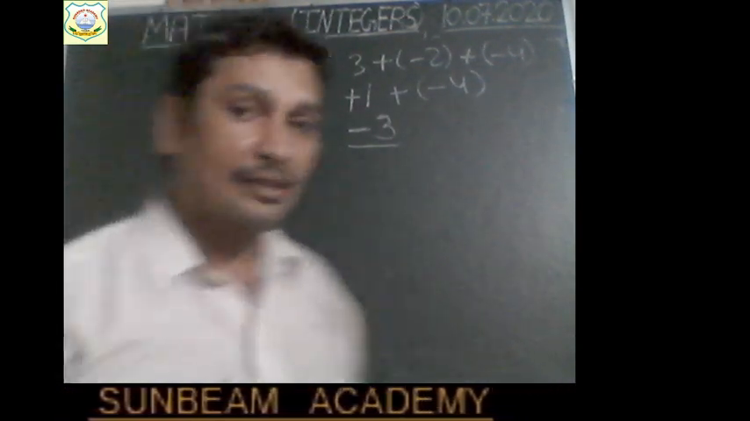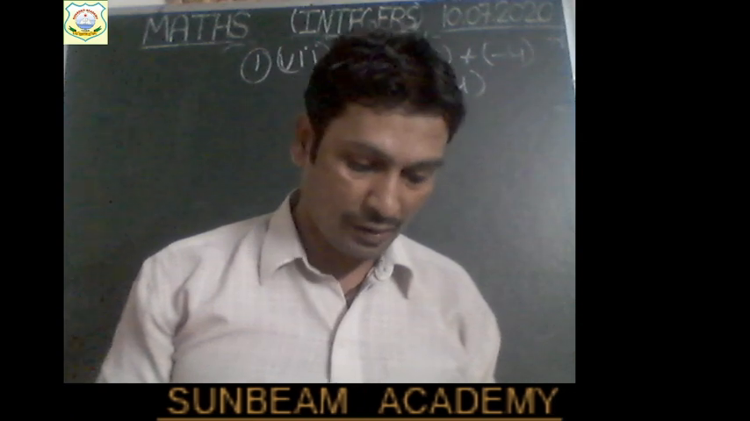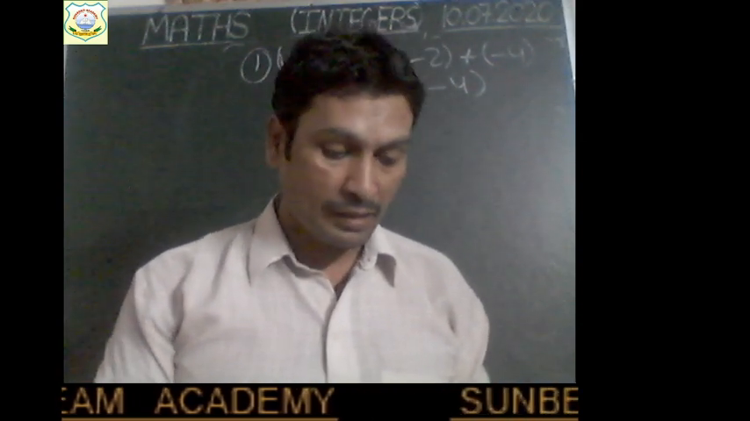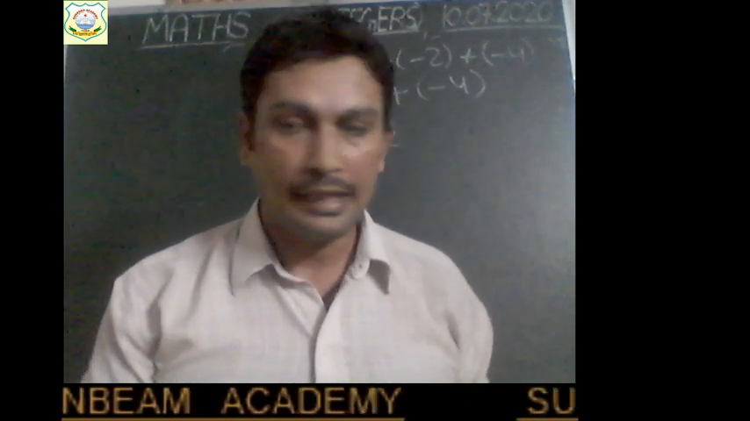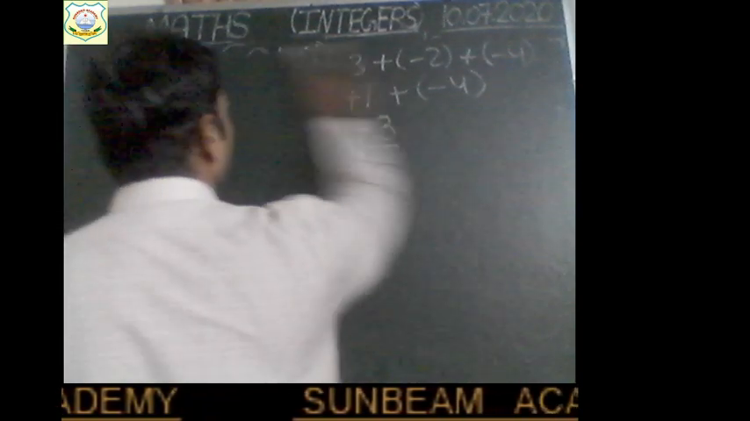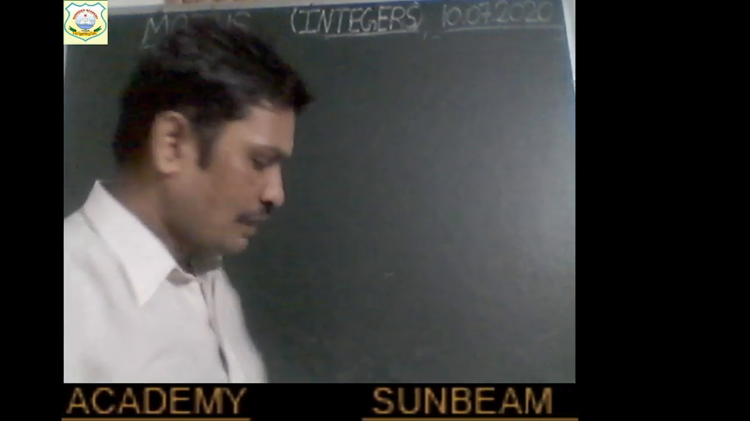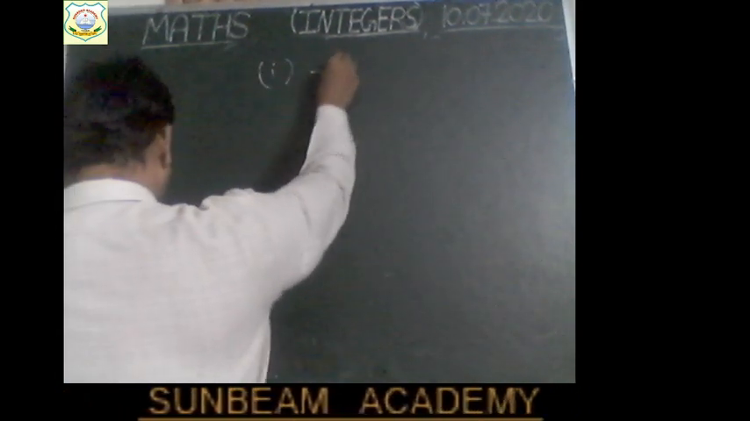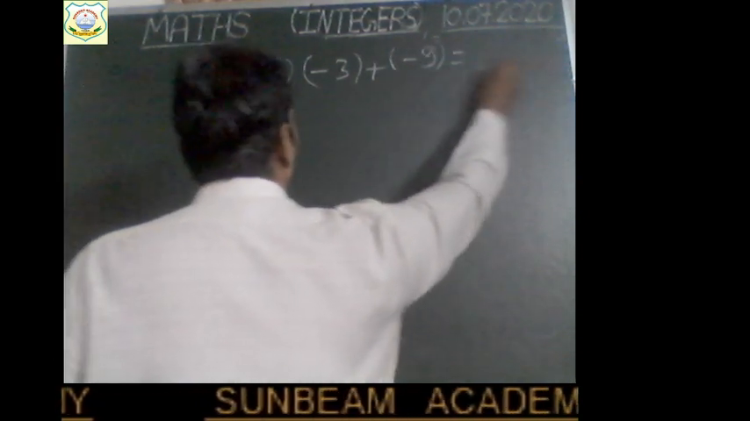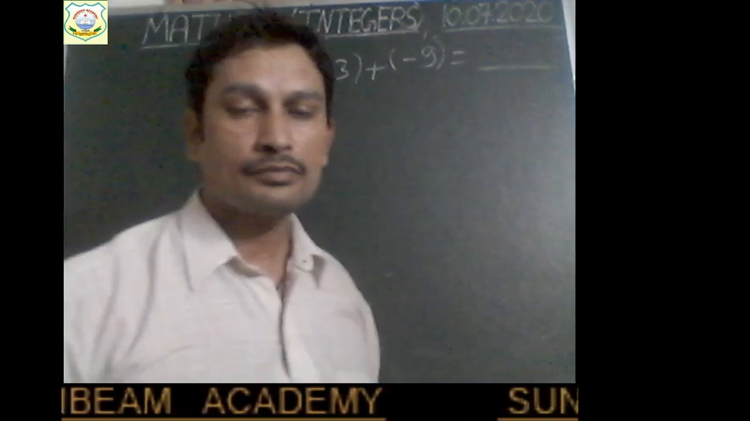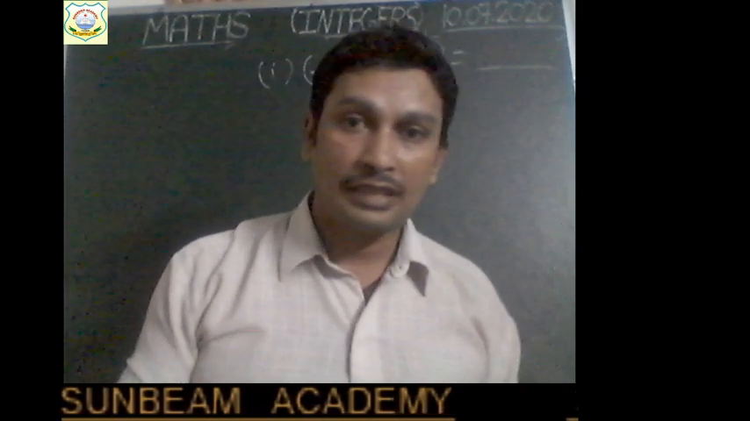Read the second question from your book. Here, the second question is fill in the blanks. It's so easy, children. There are some integers. You have to add them and write the result in the blank space. Right? So I think all of you can solve this question by yourself now. For example, the first part: minus 3 and plus minus 9. What will be the result here, children? Both are negative integers, both have the same sign.